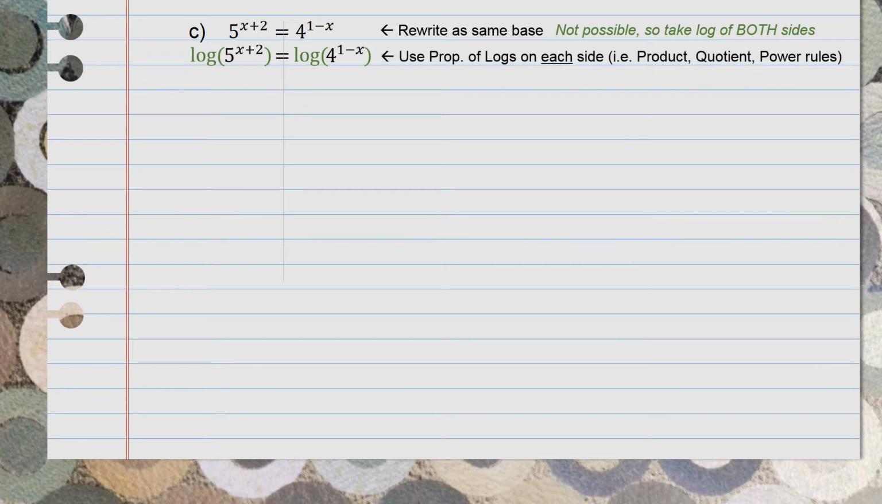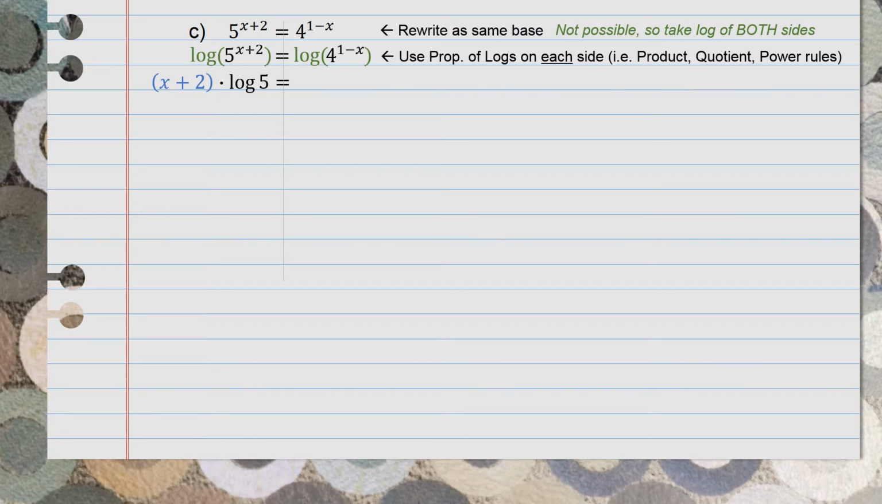And we do this individually. On the left side, I have log of 5 raised to the power of x plus 2. Notice since I have a power or an exponent, I can use the power rule, which means the exponent now goes in front of the log and gives me x plus 2 times log of 5. Now, because your exponent involved 2 terms, you will need to have parentheses around x plus 2.